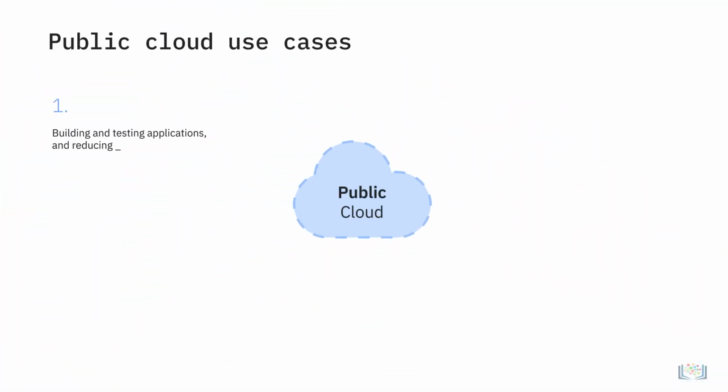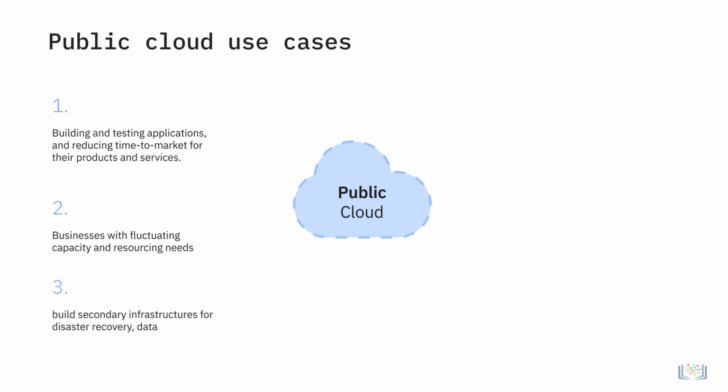Let's look at some common use cases for public cloud. Organizations are increasingly opting to access cloud-based applications and platforms so their teams can focus on building and testing applications and reducing time to market for their products and services. Businesses with fluctuating capacity and resourcing needs are opting for the public cloud. Organizations are using public cloud computing resources to build secondary infrastructures for disaster recovery, data protection, and business continuity.